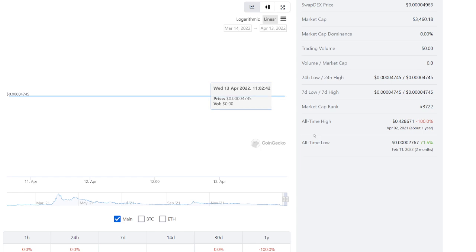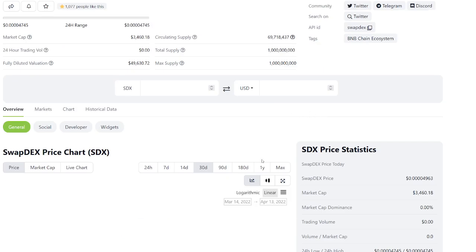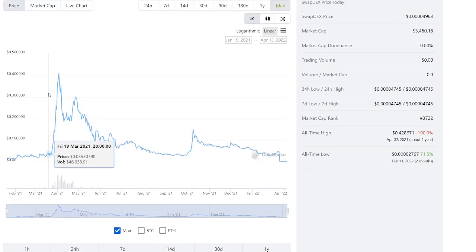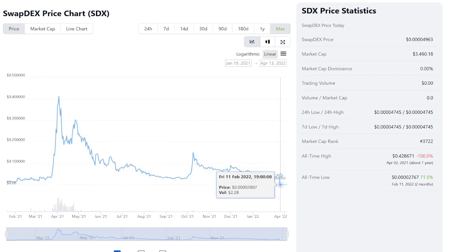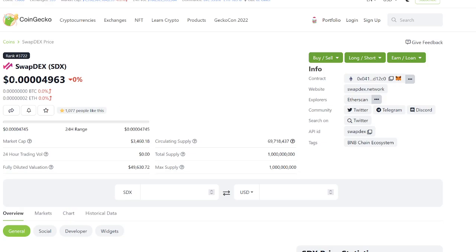So we can see here the all-time high was actually at 42 cents, the all-time low at 0.00002767. So it's crazy to see that we have been all over the place in the past, and really, with this most recent dip, there's a reason to believe that we could get back to an all-time high where it was once trading at 41 cents. Imagine getting back to that 41 cent price point. Obviously, that would be absolutely amazing.